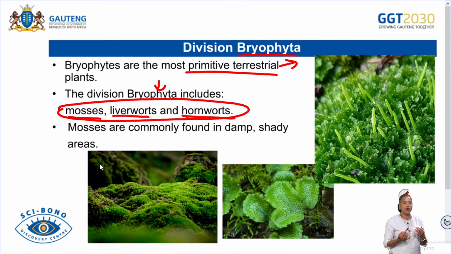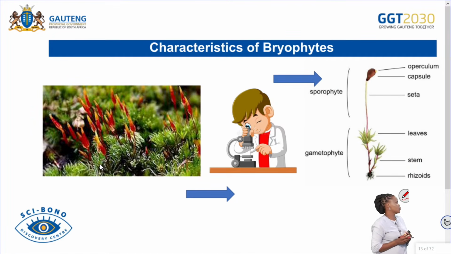Now the most common example of bryophytes are the mosses, and they are usually found in damp and shady areas. In other words, that is a conducive environment for them to grow well. It should be damp and shady. And we know that where there's shade, because no sun is penetrating, that place or area will always be damp.